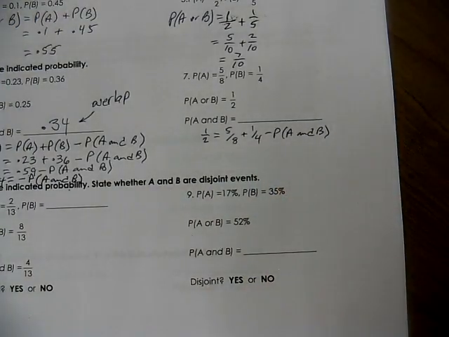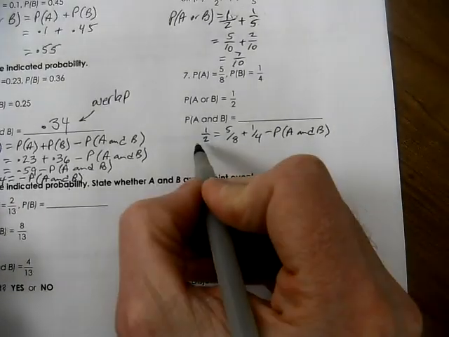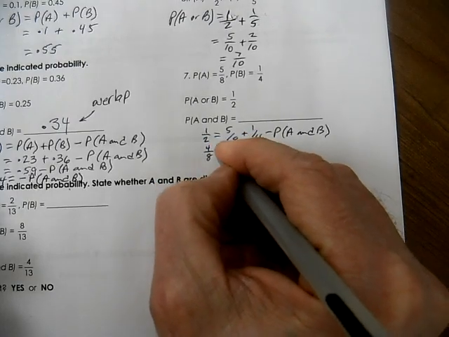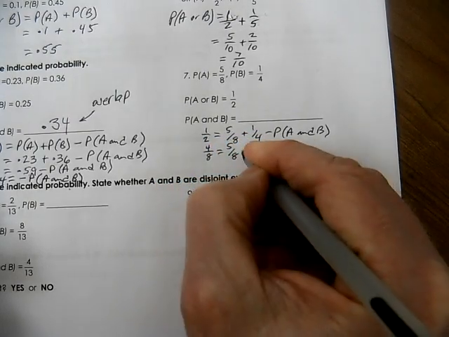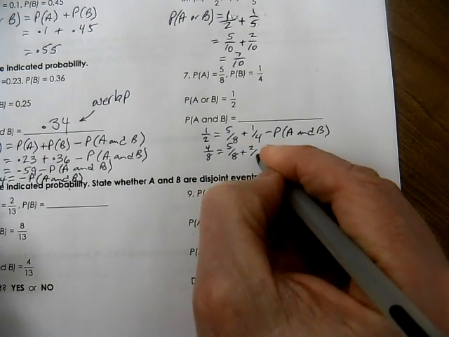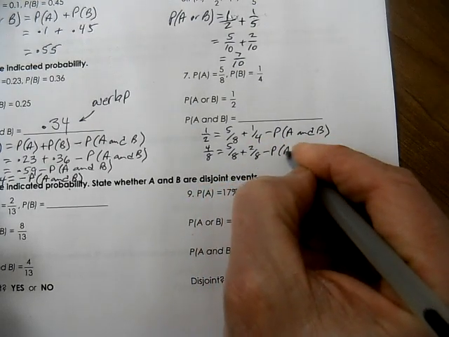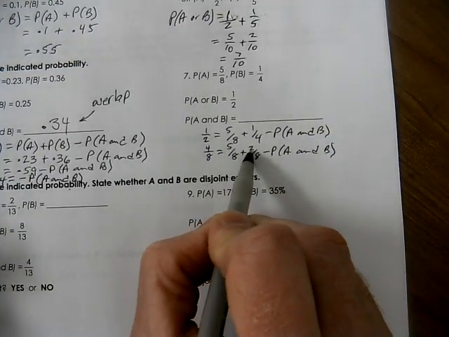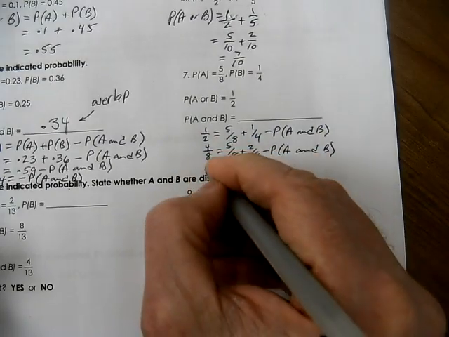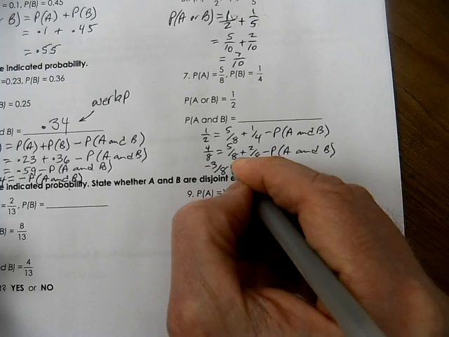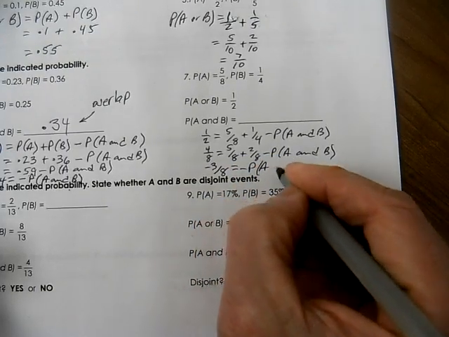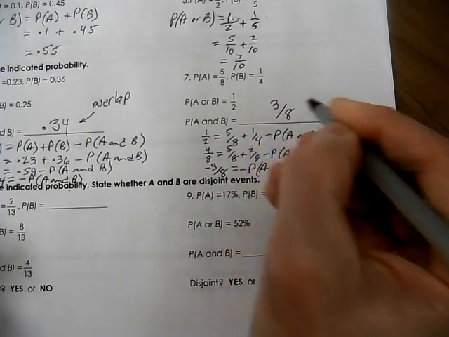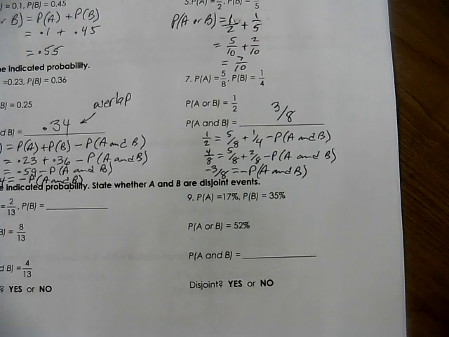Well, let's just make them all common denominators. So let's make them all a denominator of 8. So I have to times this one by 4. This one doesn't get changed. This one gets times by 2. So this becomes 7, and we subtract it across. And we divide that negative out of it, and we get 3/8.